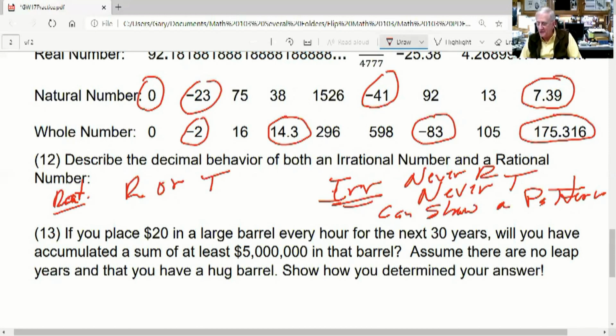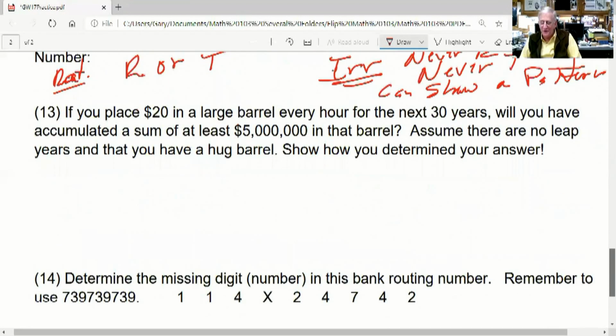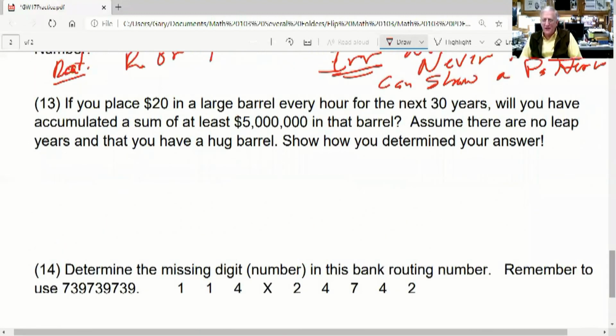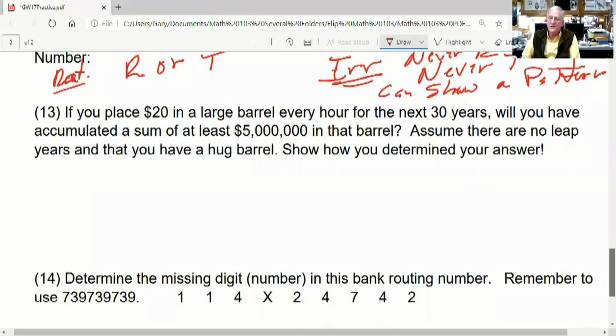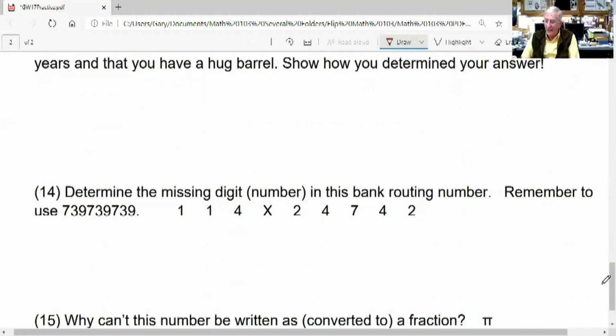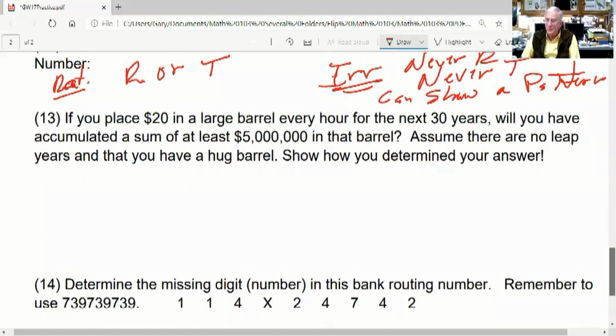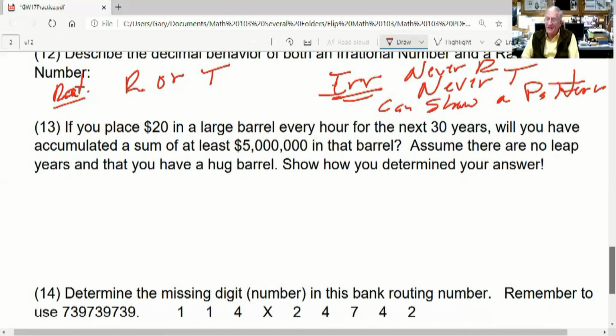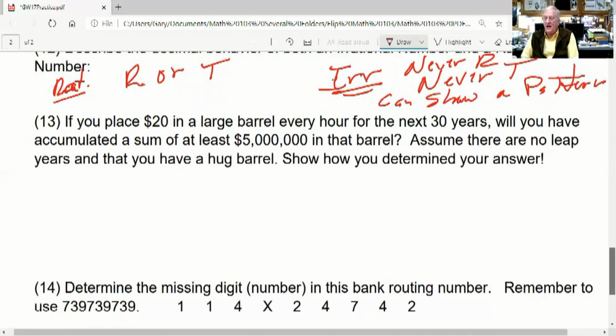All right, let's take a look at this crazy barrel problem. I gave you one of these before, remember? And we'll take a quick look at that. If you place $20 in a large barrel every hour for the next 30 years, will you have accumulated a sum of at least $5 million in that barrel? Now we are to assume that there are no leap years and that you have a huge mother barrel. So let's see how we can get that.